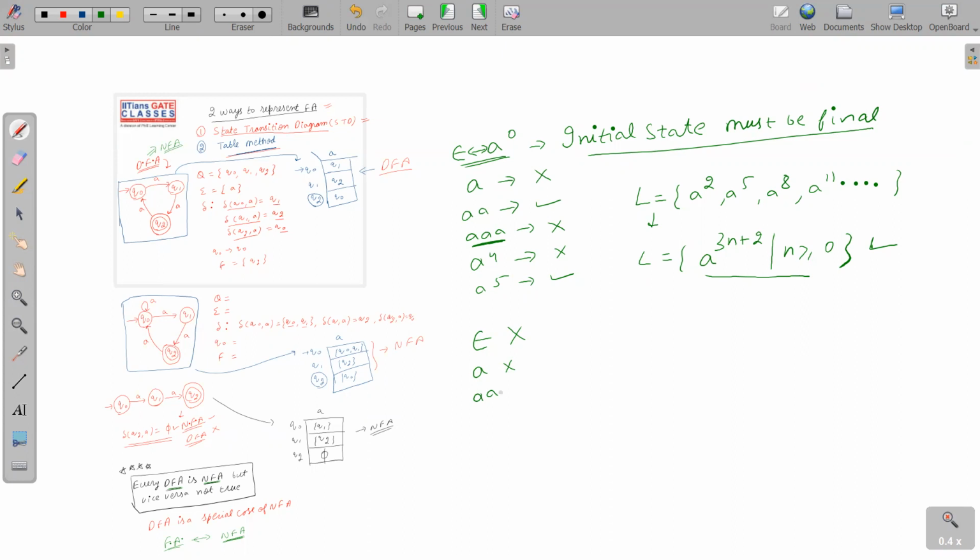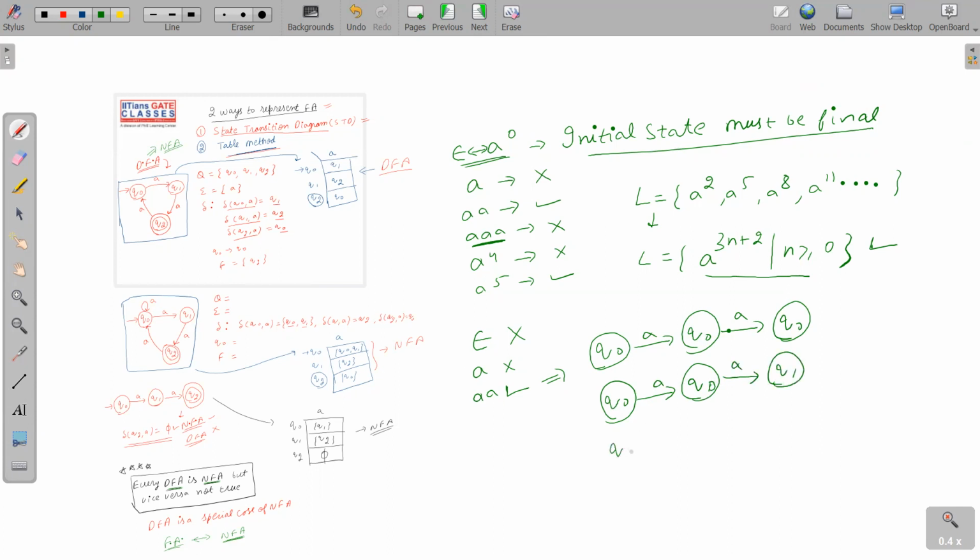So since it can be at q2, double a will be accepted. Let me put it this way. If you are not able to understand double a, see all the possibilities: q0, then a, then q0, then a, and then q0. So both a's run on q0 only. Now another possibility can be on q0 you run a, you move to q1. Or you move to q0 only, and then a, you move to q1. For double a, another possibility can be a, then q1, then a, then q2.